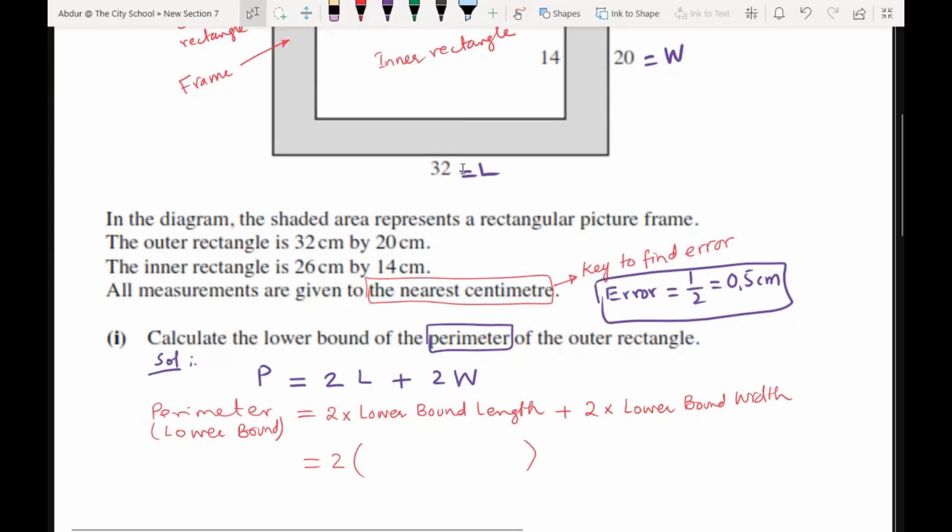Length is 32 centimeter for the outer rectangle and the error is 0.5. Lower bound means you have to subtract: 32 minus 0.5, and then plus twice of lower bound width. Lower bound width of the outer rectangle, because you have to find the lower bound perimeter of the outer rectangle. So 20 is the width here, 20 minus 0.5, the error. You can use calculator because it is a paper 2 question.